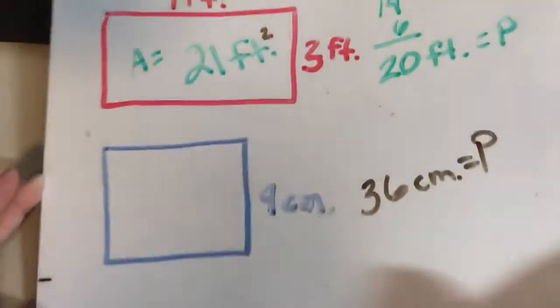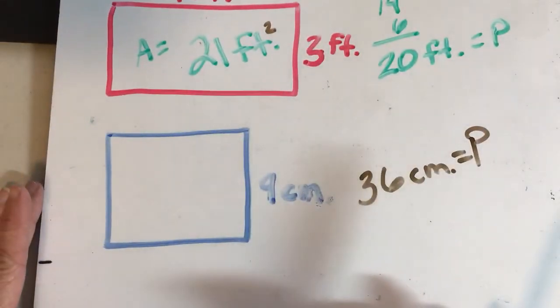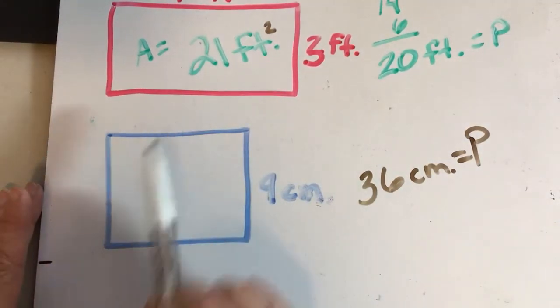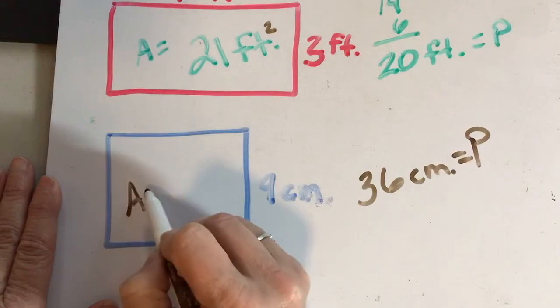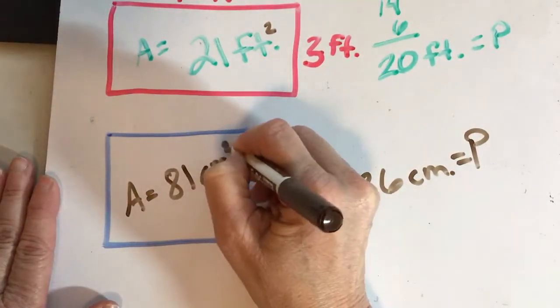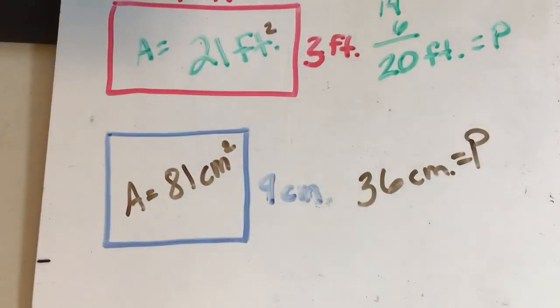All right, and then the area of the square, always length times width, and since the length is 9 and the width is 9, then the area, 9 times 9 is 81 centimeters squared. All right, if you got both of those right, then you are in good shape for this week. All right, so let me erase those.